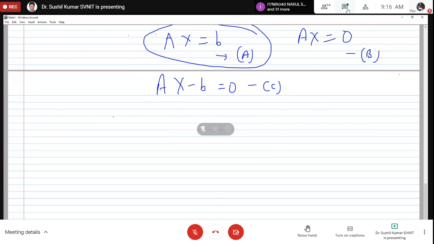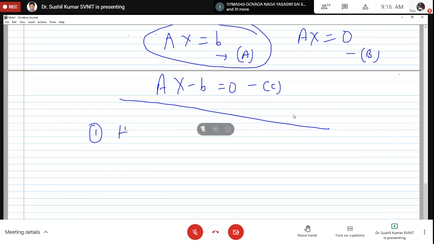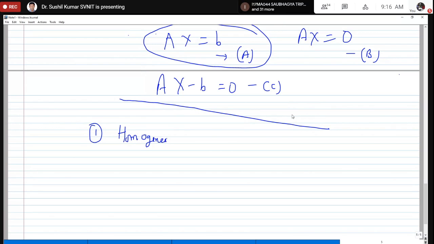Okay, no problem. See, first thing, let me tell you: homogeneous function and homogeneous equation are different things. Homogeneous function means, let's say the function has n variables, I'm defining it for n variables.